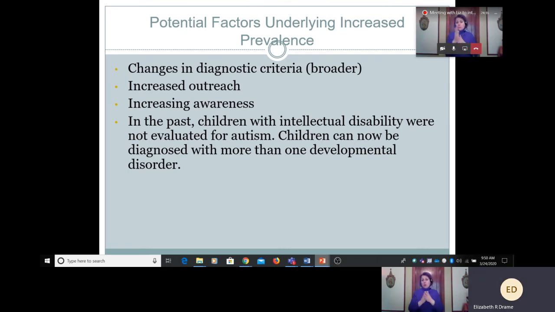I mentioned last week in our behavioral disorders PowerPoint about differential diagnosis. This last bullet talks about how children with an intellectual disability wouldn't necessarily be able to qualify for an autism diagnosis. The evidence suggests that about half of children with autism will have some kind of intellectual disability as well. So now that children can be identified with multiple developmental disorders, that can also increase the percentage of children identified with autism.